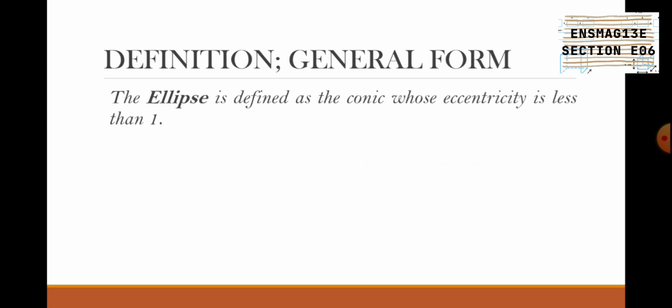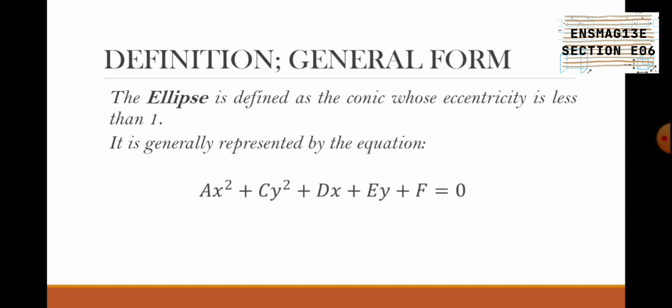The ellipse is defined as the conic, whose eccentricity is less than 1. It is generally represented by the equation ax squared plus cy squared plus dx plus ey plus f is equal to 0. We note that a is not equal to c, but both are positive. Your b is equal to 0. Thus, the term containing xy is not present in the equation of our ellipse.